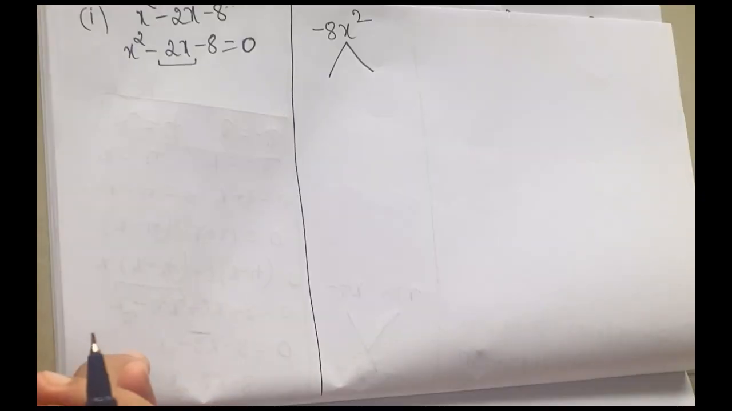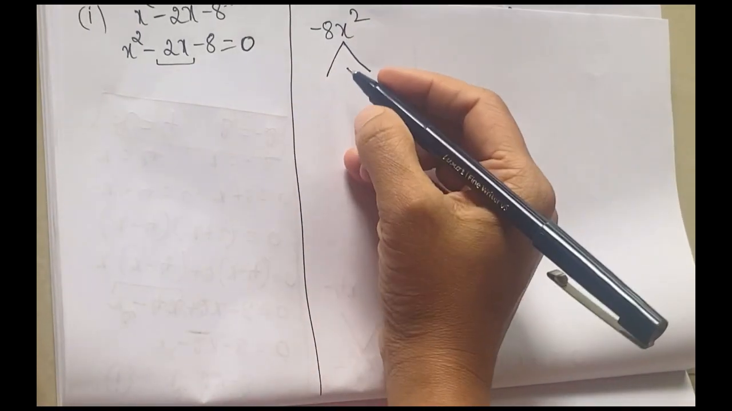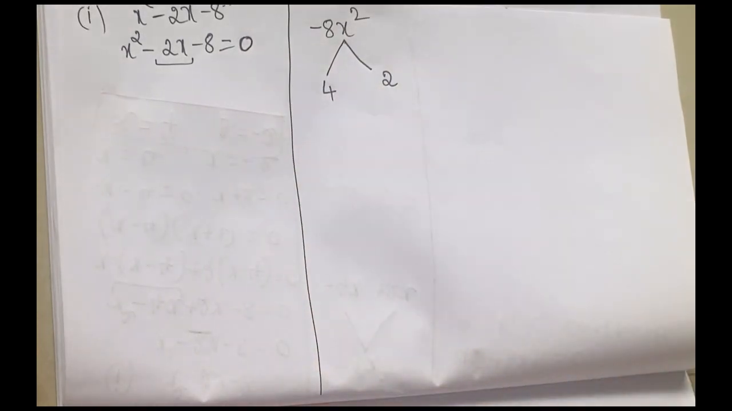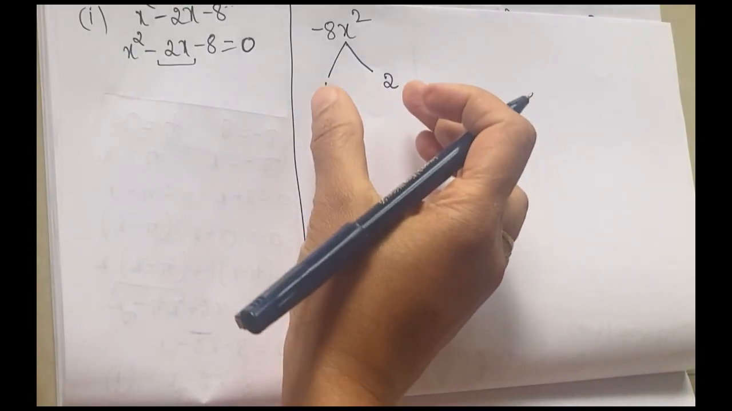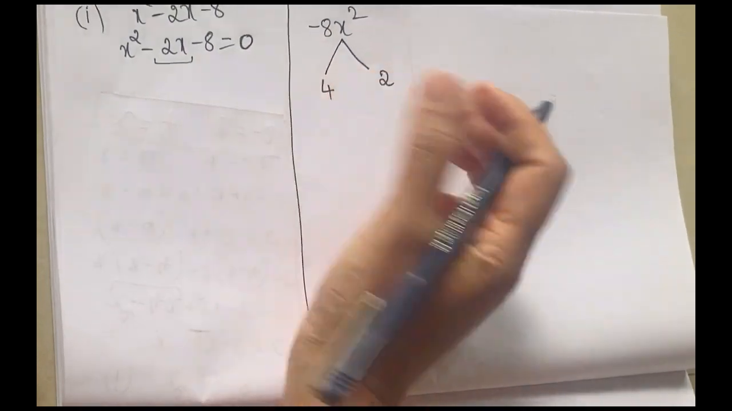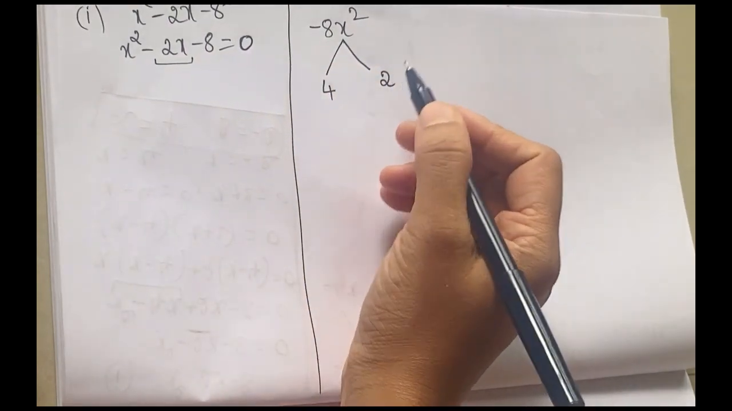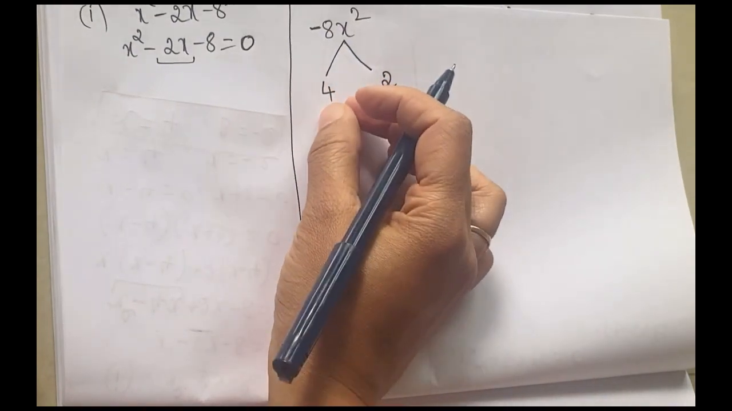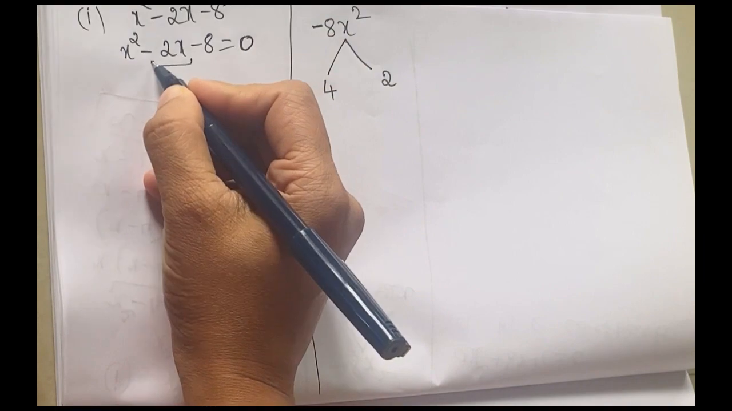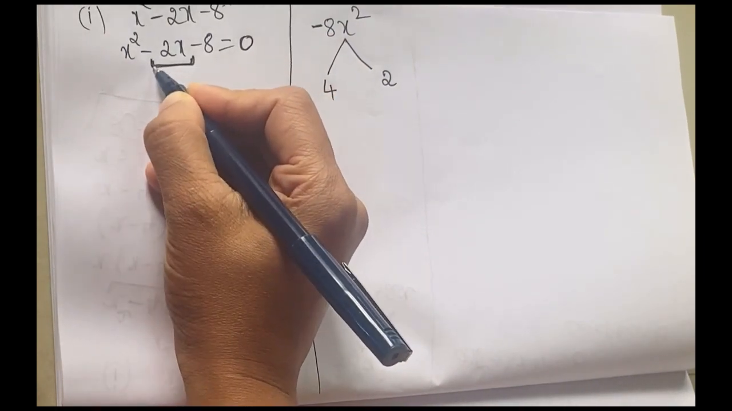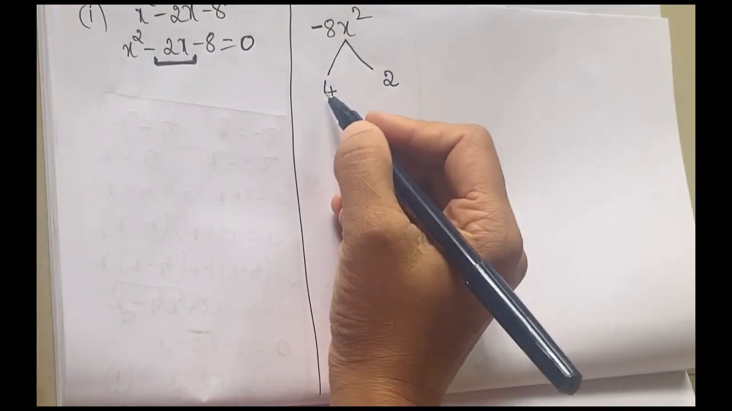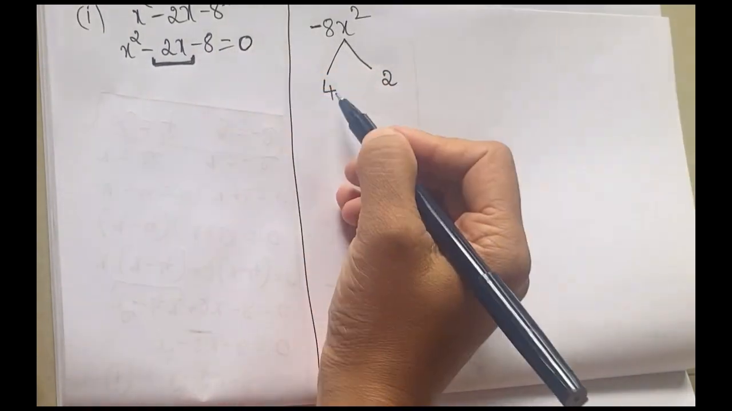Next step is we need to write the factors. Factors of 8 are 4 and 2. Next, when you multiply these two terms, 4 and 2, you need to get minus 8. And when you add these two, you need to get the middle term, this one. We need to be very careful while choosing the terms here. How to split this one then?